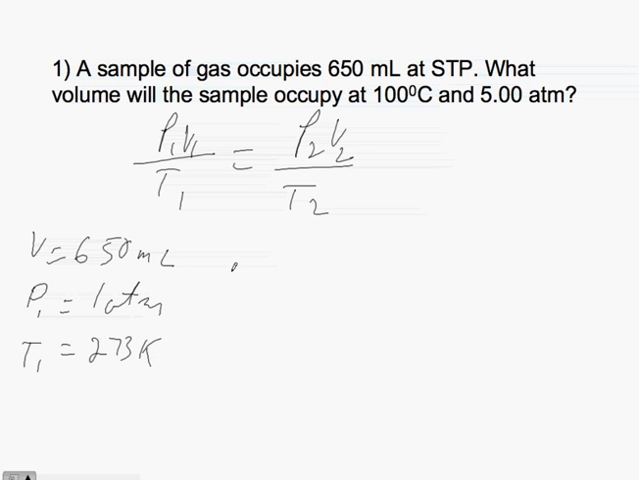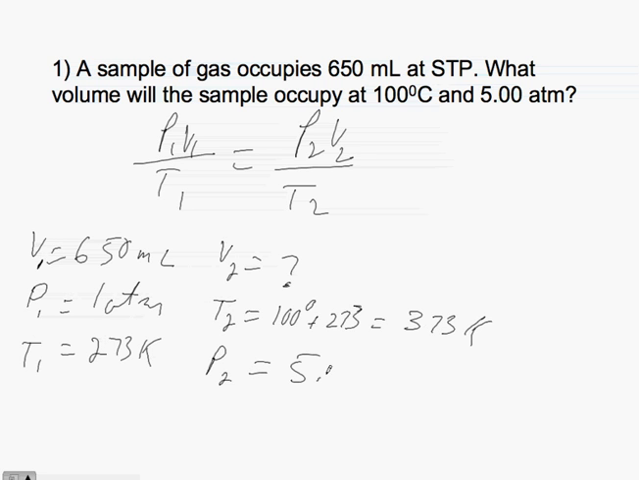We're asked to find volume 2, that's our question mark. This is our V1. The sample is at 100 degrees Celsius, so that's T2. So it's going to be 100 degrees Celsius plus 273, which is going to give us 373 Kelvin. And then our P2 is going to be equal to 5.00 atmospheres.